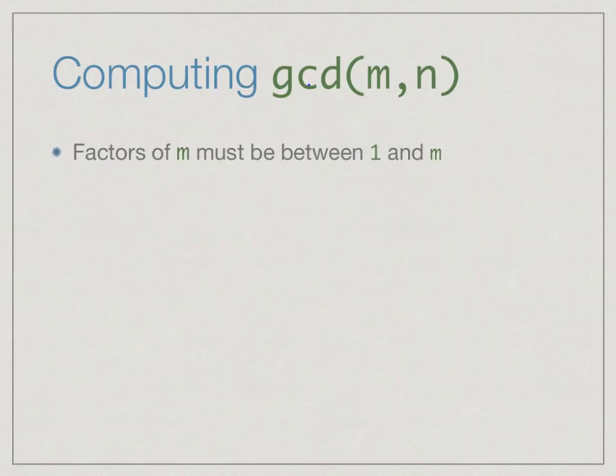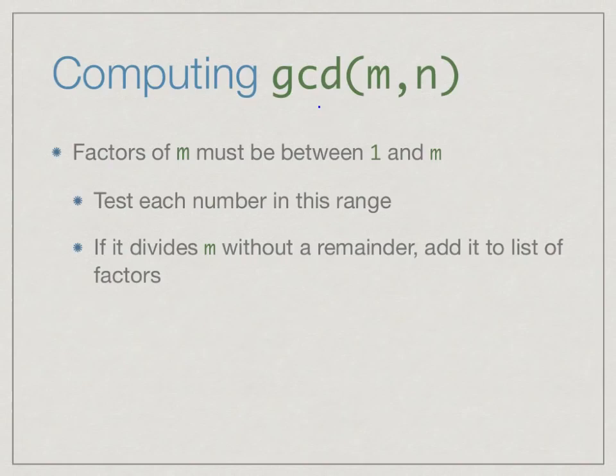So to argue that this process is well defined, all we need to realize is that the factors of m must be between 1 and m. In other words, although there are infinitely many different possibilities as factors, we don't have to look at any number bigger than m because it cannot go into m evenly.